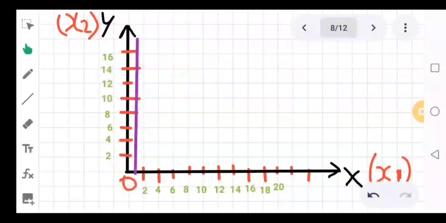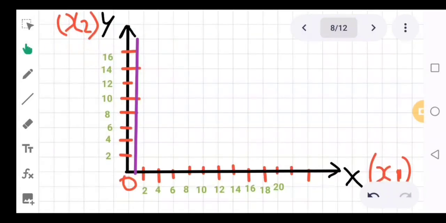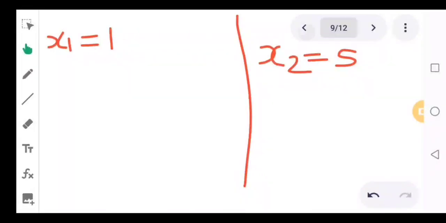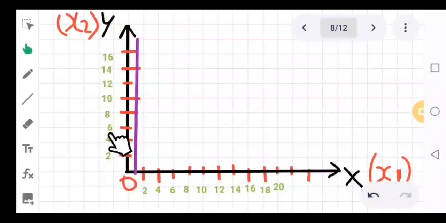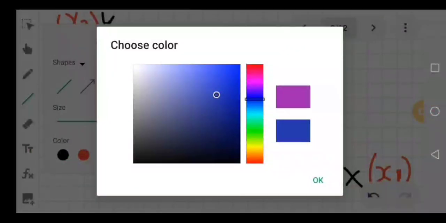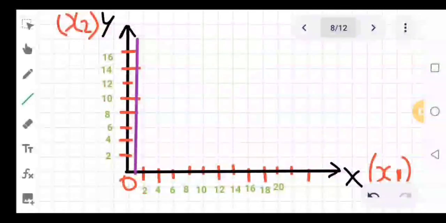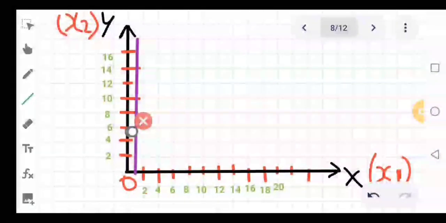Now the next equation is x2 is equal to 5. The previous one is a vertical line, and this will be a horizontal line. Your x2 is nothing but y in this graph. So x2 is equal to 5, and 5 will be between 4 and 6. Let's take another color. Let this be dark blue. So dark blue is x2 is equal to 5.